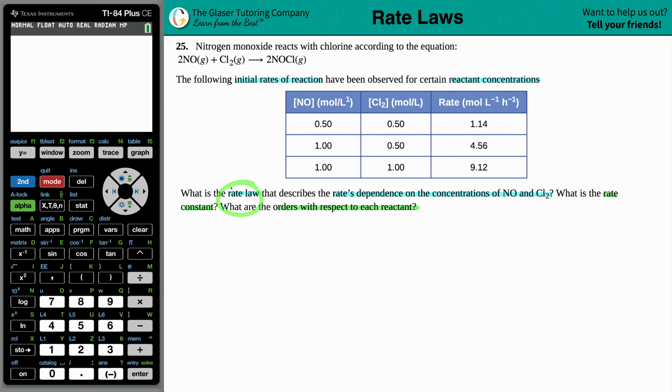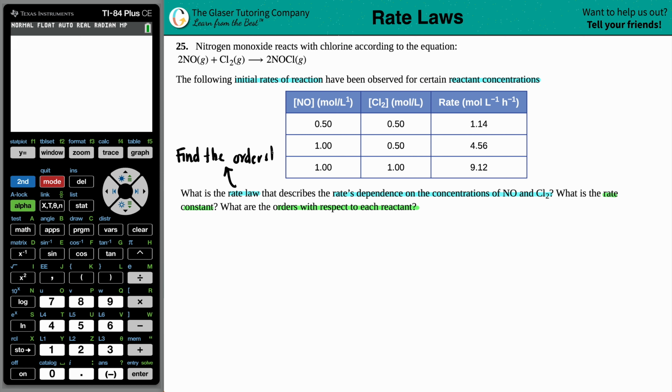Now, this is pretty standard, especially if they're asking for a rate law and they give you some type of chart. When they give you a chart and they're asking for the rate law, they're secretly asking for something else. What they're really asking for is what are the orders of the reaction. We have to find the orders. Well, what does that really mean?